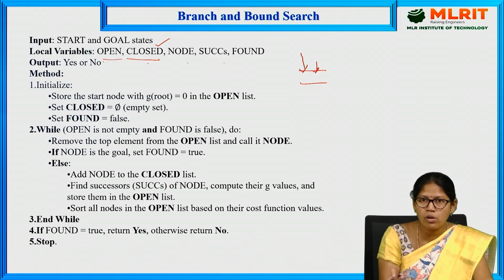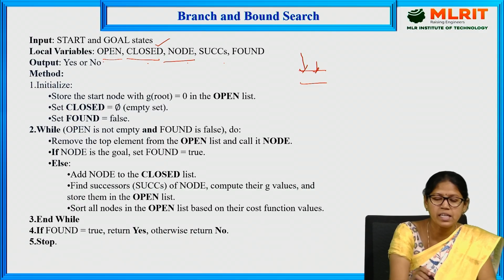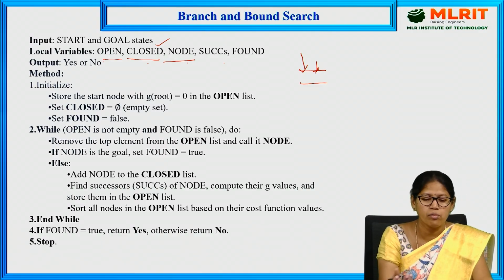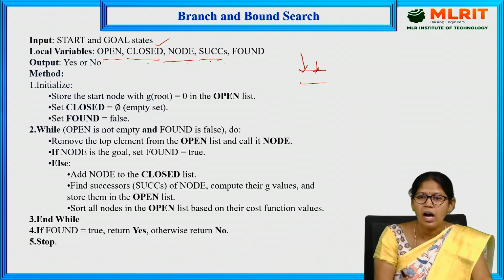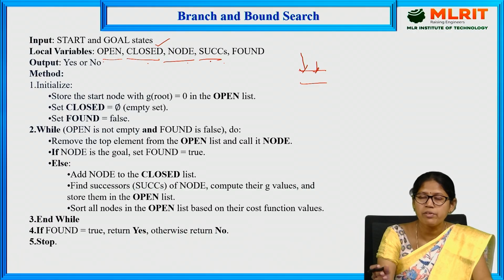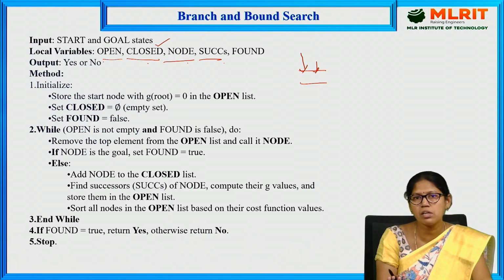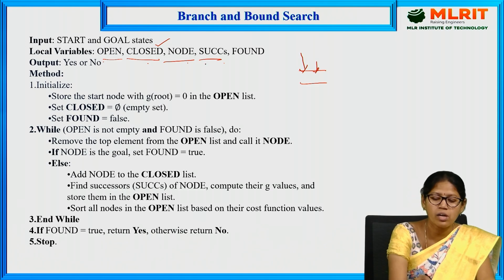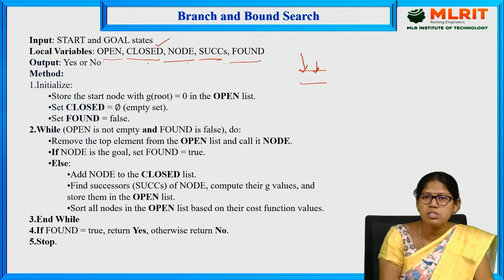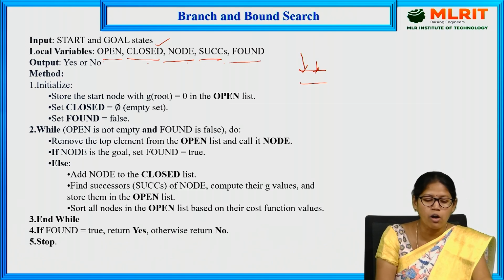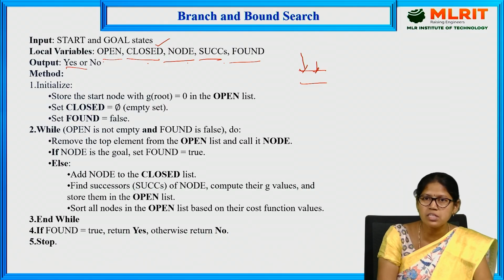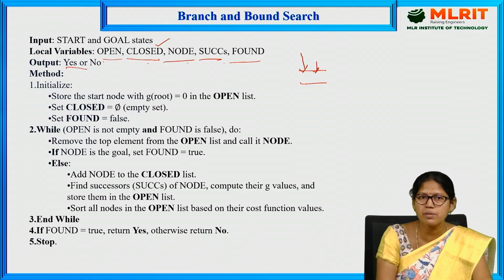The open list nodes will be taken as node, to pronounce them. Next, successors. After exploring the first node or second node, whatever nodes are linked to that parent node are called successors. Found is a Boolean value to calculate the output, yes or no. If the path exists, then the output is yes. If the path does not exist from the start node to the goal node, then it is no.